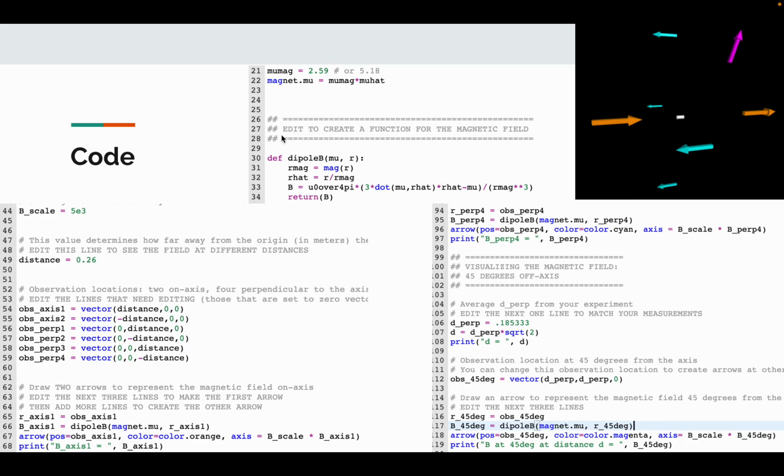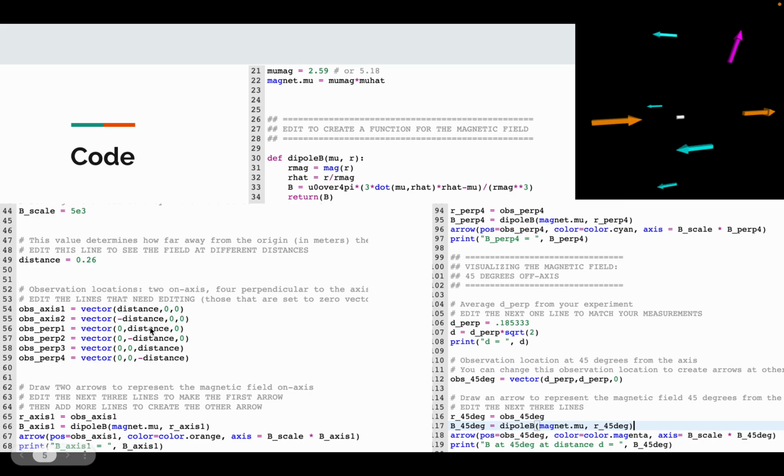and then this was the function I wrote for the dipole, and then the scale I used was 5e3 to have everything be shown in this. And then the distance I used was 0.26, which was similar to the distance for d perp, because I wanted all of them to be represented at around the same distance.